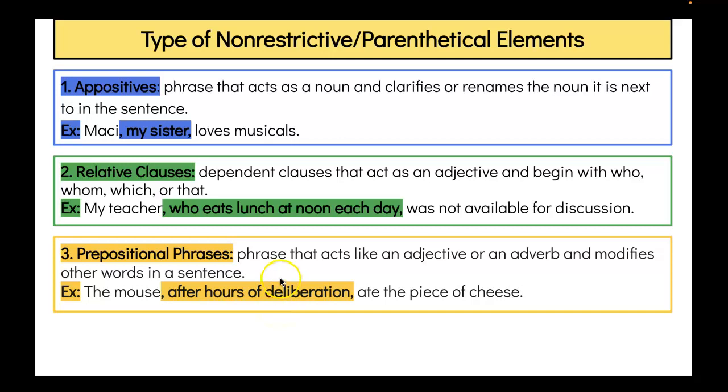So, a phrase that acts like an adjective or an adverb and modifies other words in a sentence. So the mouse is described as an adverb when, after hours of deliberation, it ate the piece of cheese. It's non-restrictive because I could take it out and the sentence still means the same: the mouse ate the piece of cheese. This just gives a little bit more information about when it's doing that.